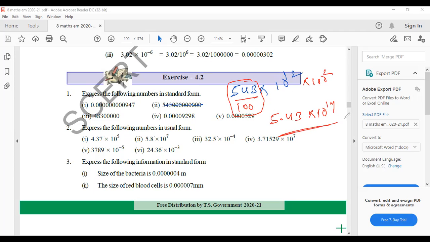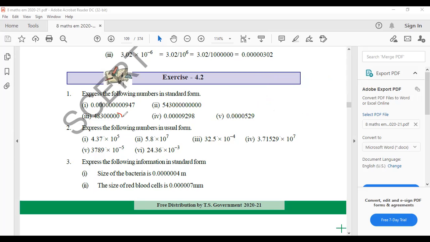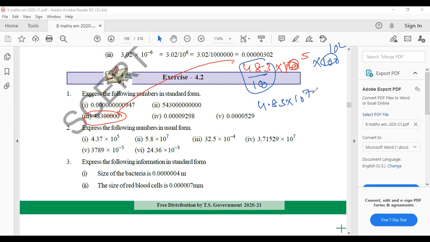Clear? 543 times 10 power 9 plus 3, 12. If you still want the point, divide by 100 and you get 5.43 times 10 to the power of 14. This is the correct answer in the textbook. Next, you can write 483 times 10 to the power of 5. But you require 4.83, so you need 100 divided by 100. This is 4.83 times 10 power 5 times 10 power 2, so the answer is 10 power 7. Clear?